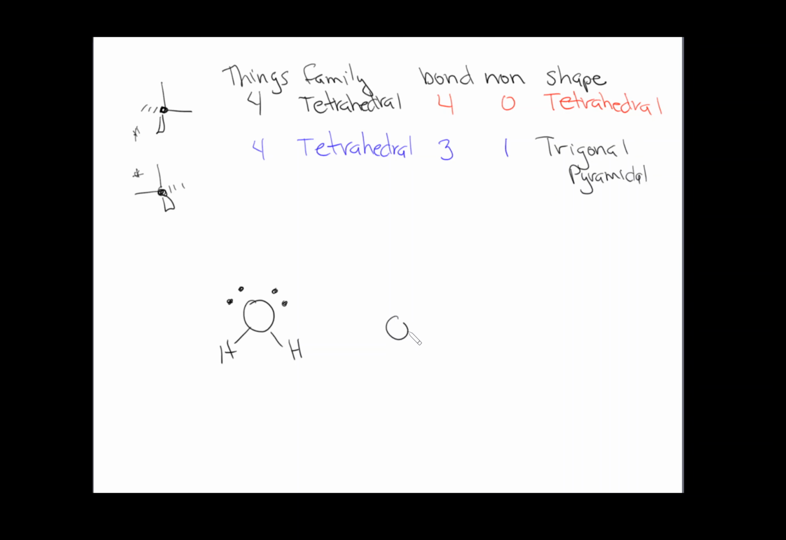Now, I could have drawn it like this. There is absolutely no difference between those 2 drawings, but one's a little deceptive. All right, how many things are around that oxygen? I have 1, 2, 3, and 4. So I have family tetrahedral. How many bonding do you have? Well, I have 2. How many non-bonding do you have? Well, I have 2. So what is my shape?